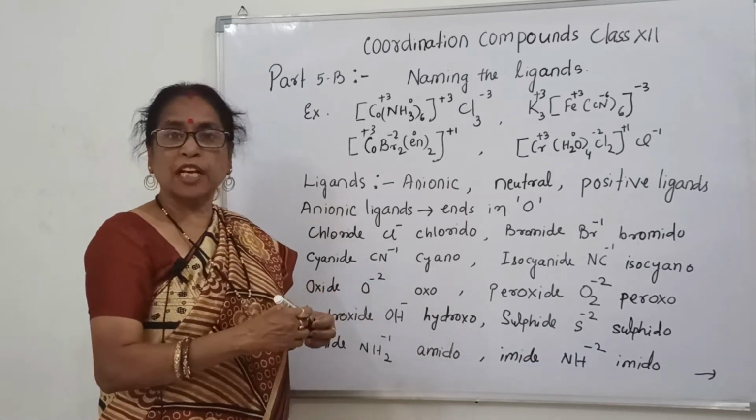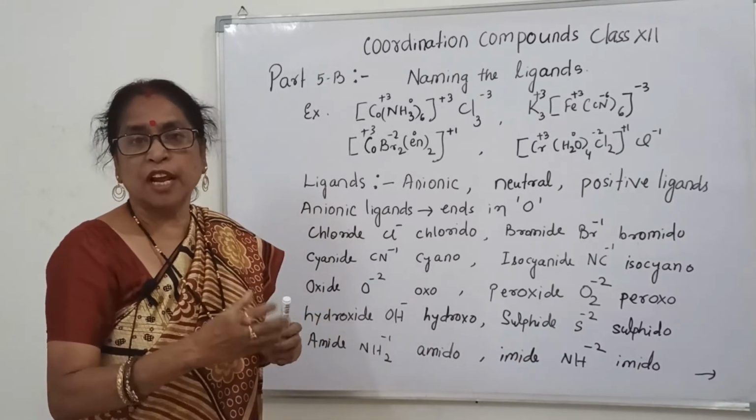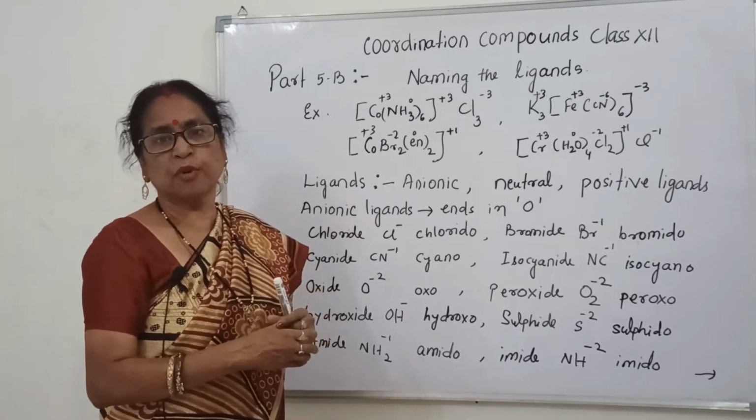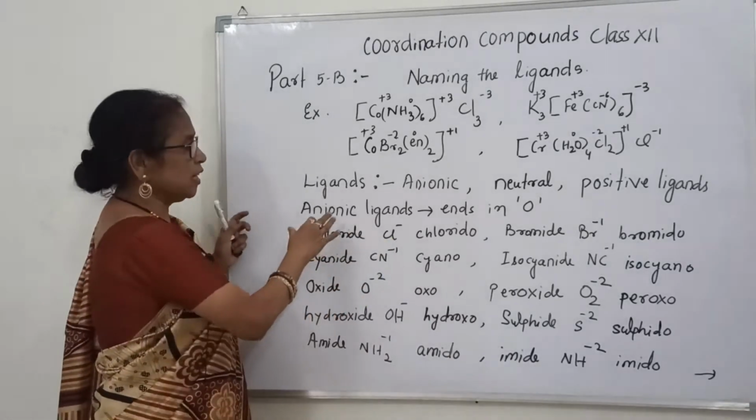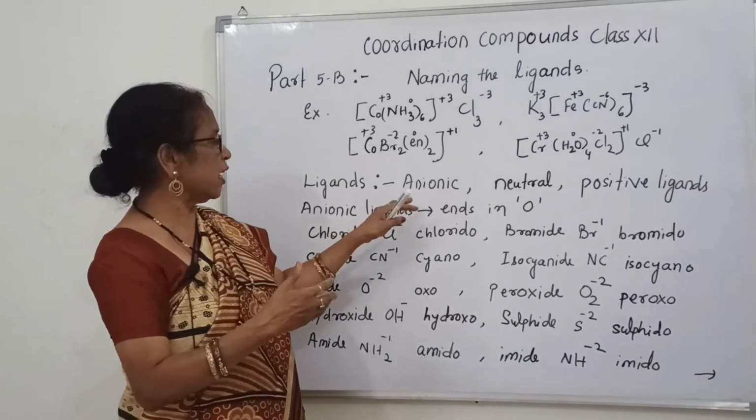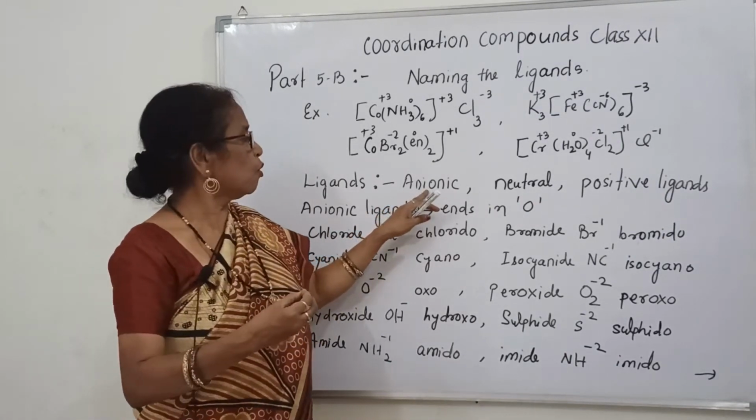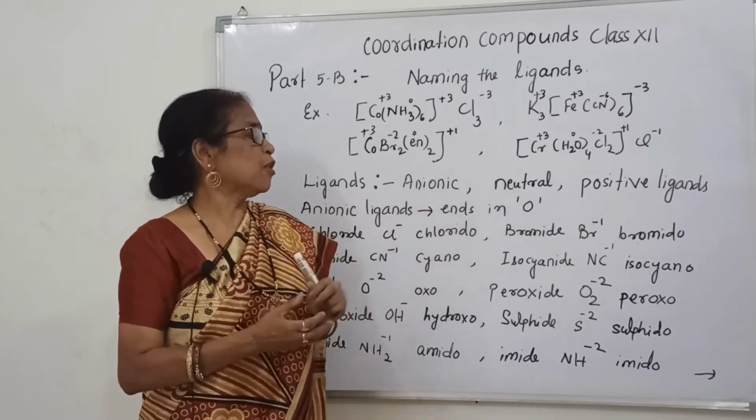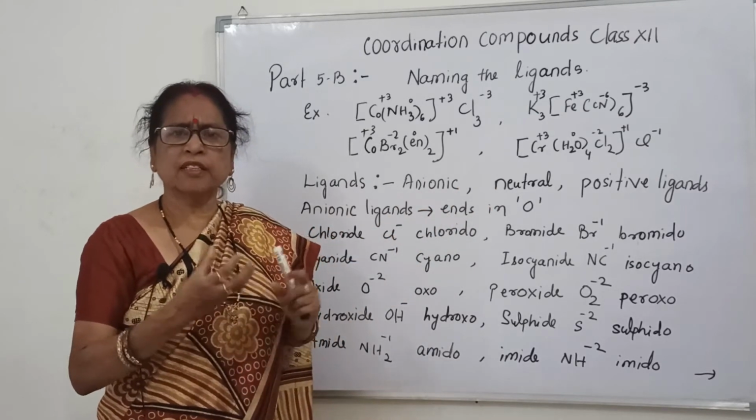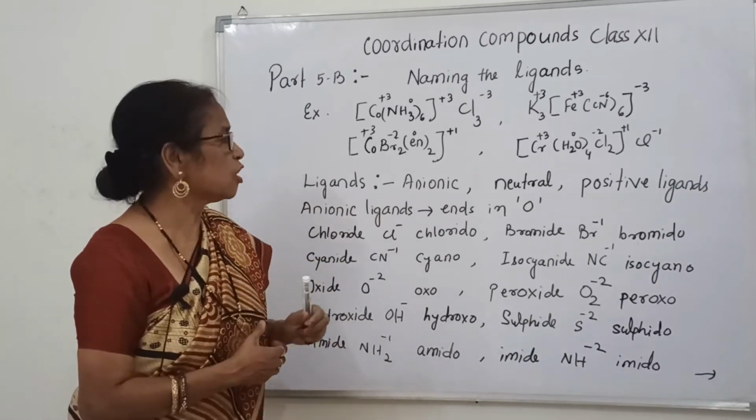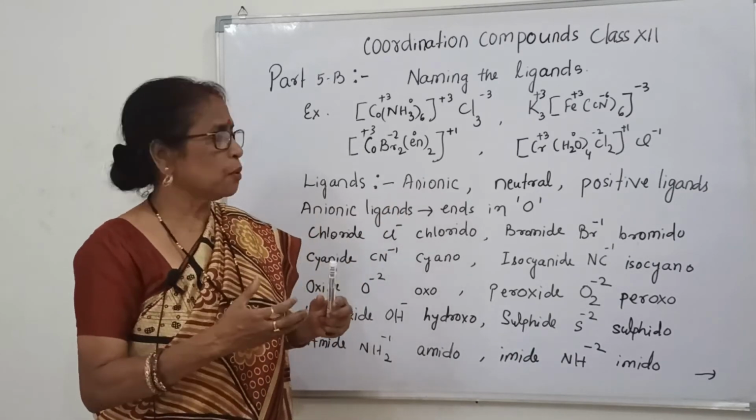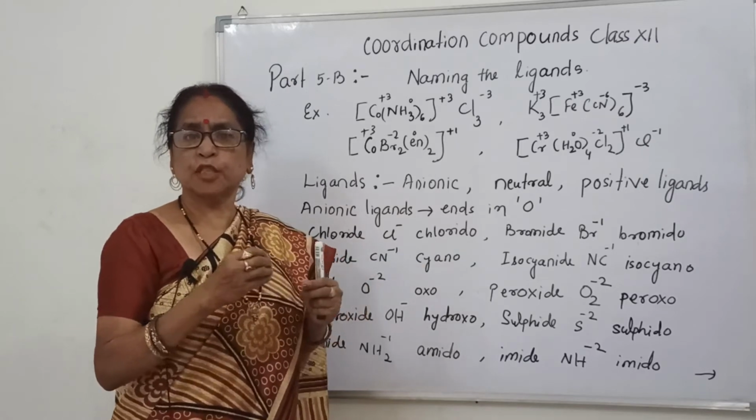When I explain the naming of different compounds with examples, at that time all doubts will be cleared. Now here, ligands, you know there are three types mainly. Anionic ligands are more numerous than positive ligands; positive ligands are very few in number. Anionic ligands mean minus charge, neutral means the charge is 0, and positive ligands have a plus charge.